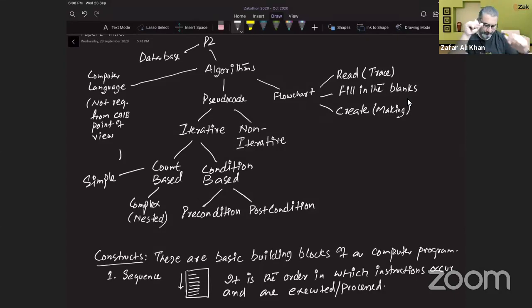All right. Now, so let's get back to pseudocode. So our main focus would be over the pseudocode. We will cover flowcharts alongside the pseudocode, and whatever is left, we will cover it after the pseudocodes.